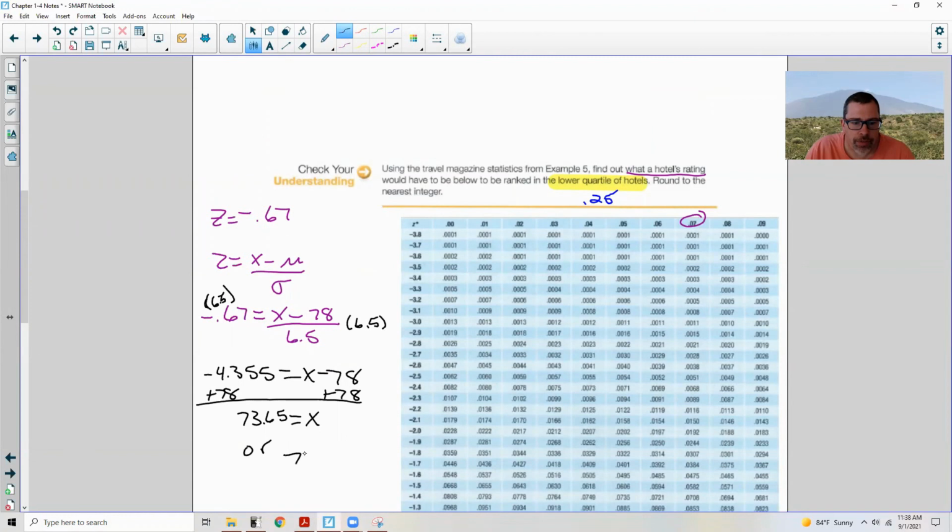That would be their score. That would be the value. So it says, what hotel's rating would have to be below to be ranked in the lower quartile, round to the nearest integer. So it'd have to be below 73.65, round to the nearest integer, would be 74. So X would have to be less than 74 to be in the lower quartile. All right, so that's the lesson.